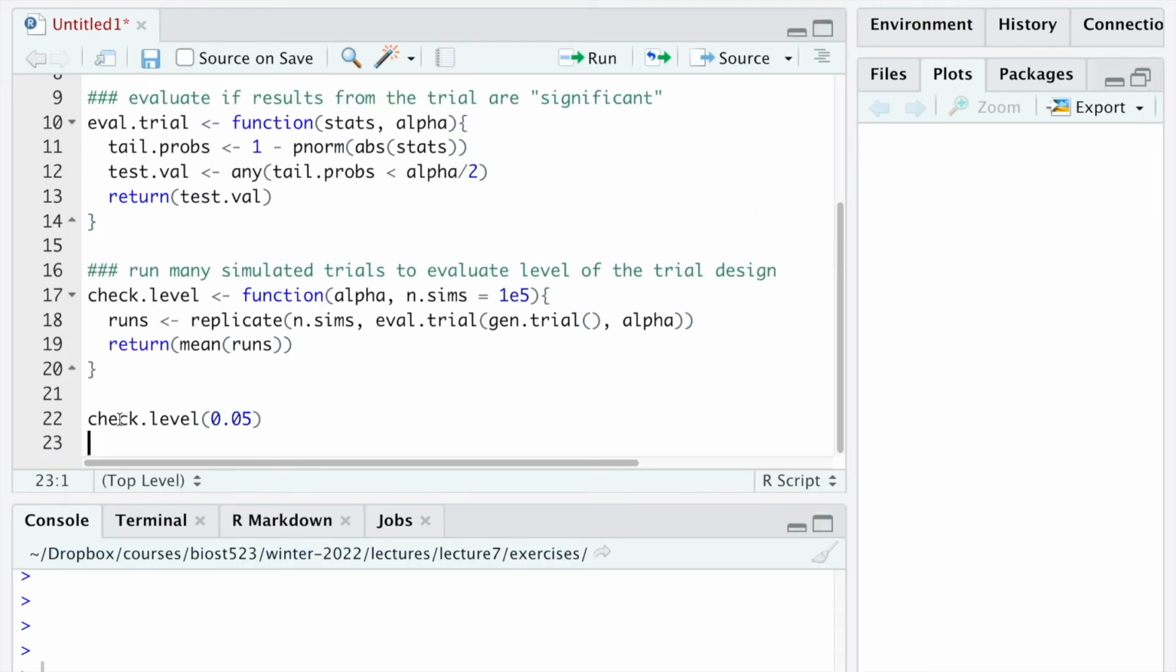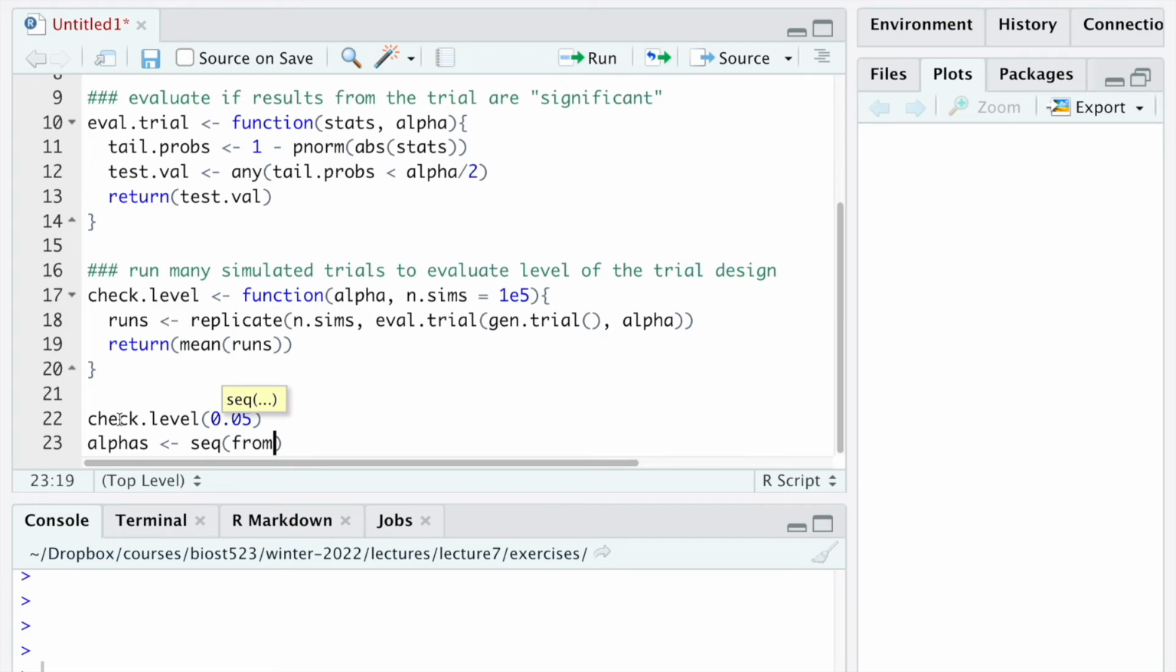So now, rather than just trying alpha equals 0.05, we might want to try a number of different candidate alpha values so that we can identify which alpha value gives us an overall level closest to our goal of 0.05. So to start, we'll create a vector of alpha values.